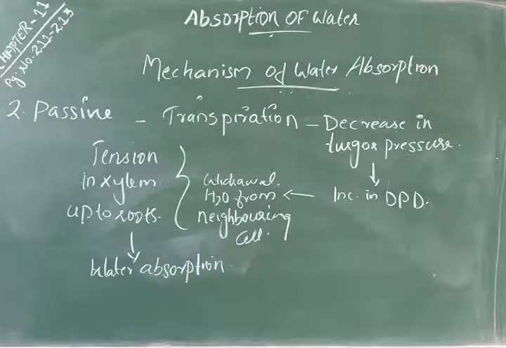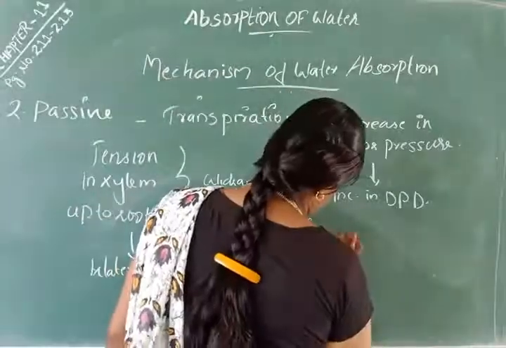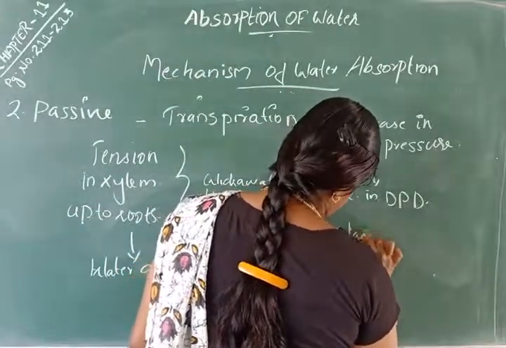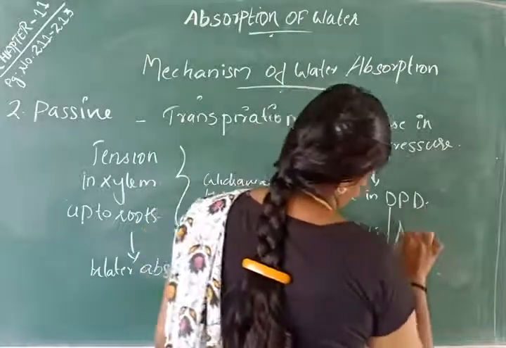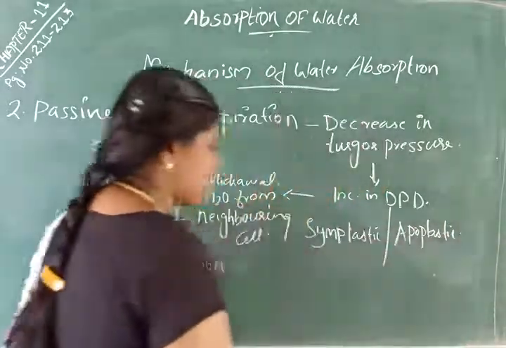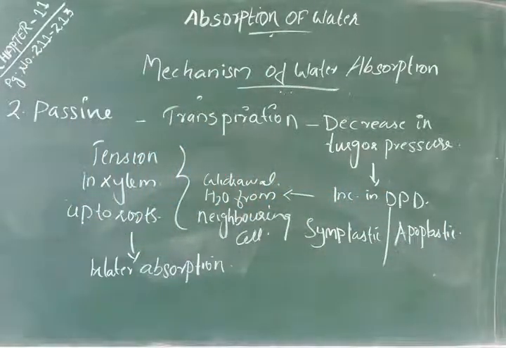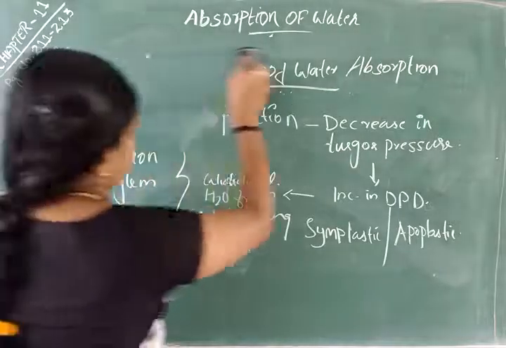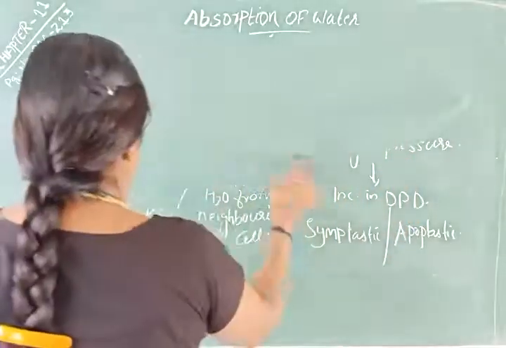The pathway of water movement can be either symplastic or apoplastic. Okay, these are the details about the passive mode of water absorption. Now we can differentiate active and passive water absorption.